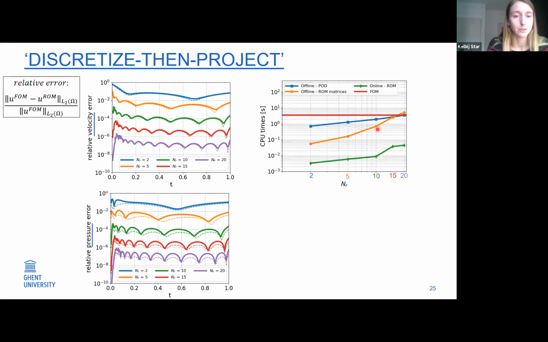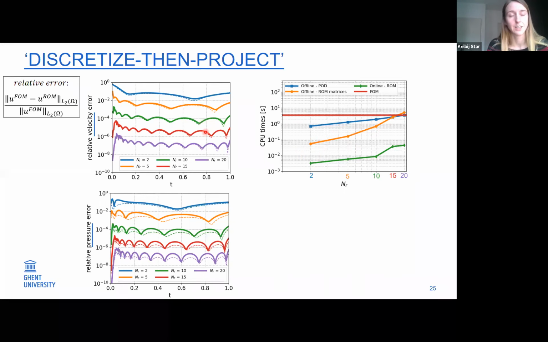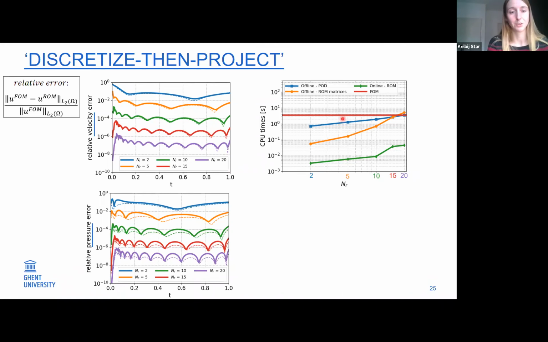And then you need to calculate the reduced order matrices that form your reduced order model. You can see that this is clearly not linear, because for this problem it also contains the nonlinear convection term. So as soon as I add more modes, this time goes up. However, this is still in the offline phase, so it can be quite reasonable to still add some more modes to get my reduced order model matrices.